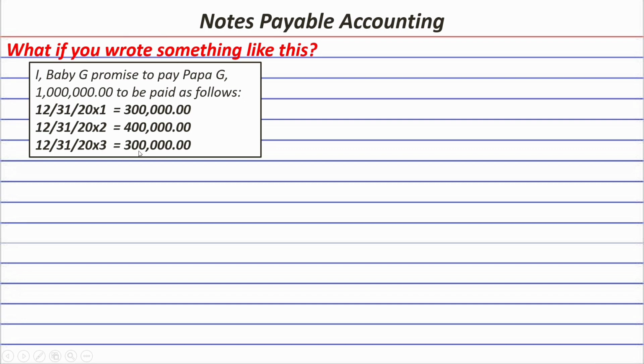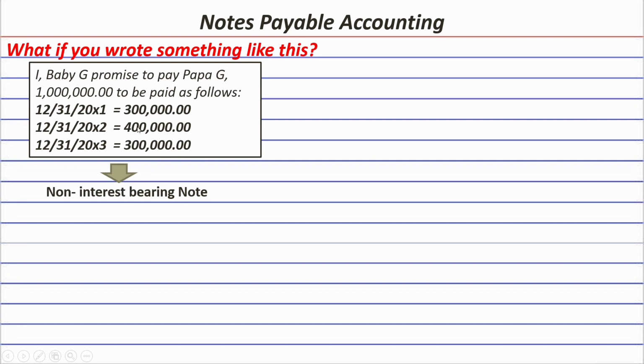This sample promissory note is what we call a non-interest bearing note, because as you can see, there is no interest rate mentioned in here. But actually, the interest is already added in these payments. So this 300,000, this 400,000, and this final 300,000 already include interest. Okay? So, how do we account for non-interest bearing notes payable?